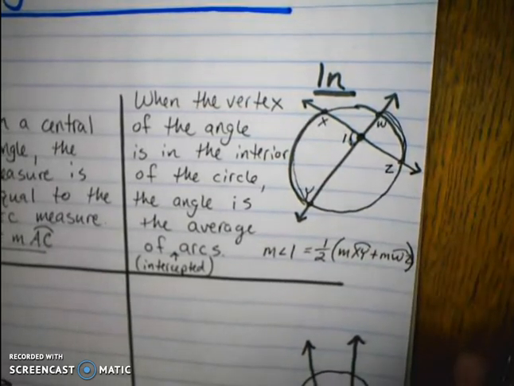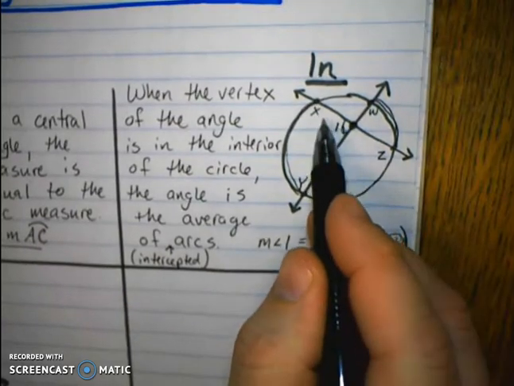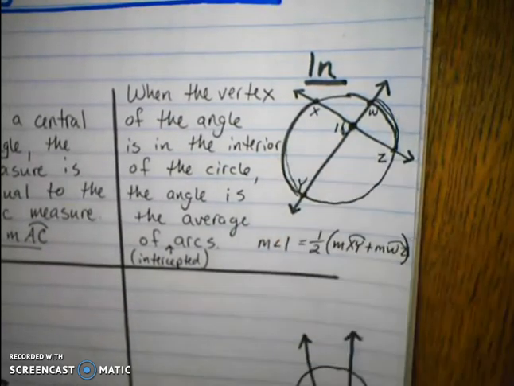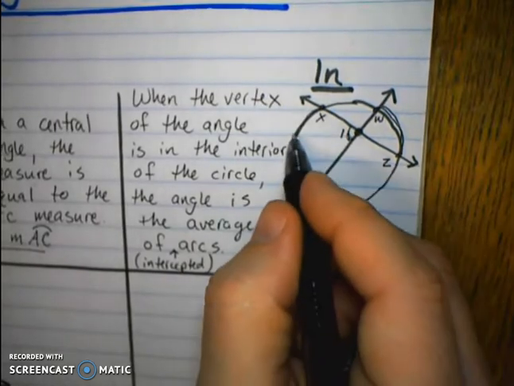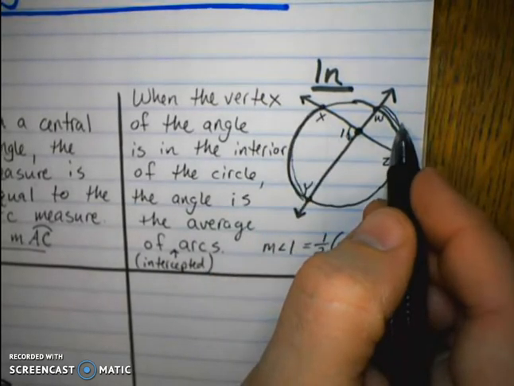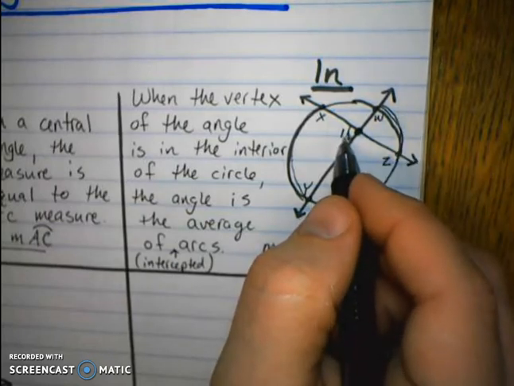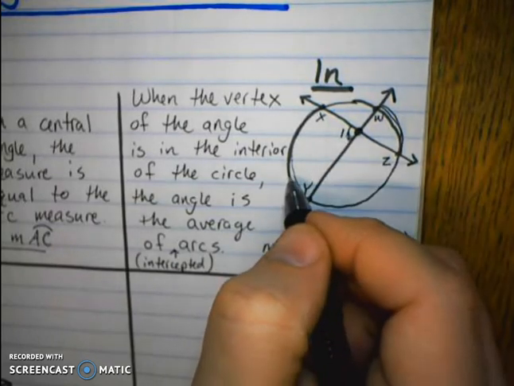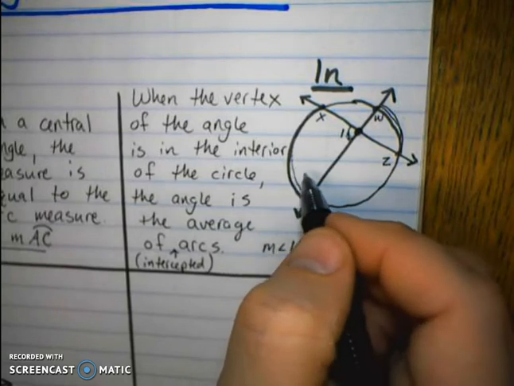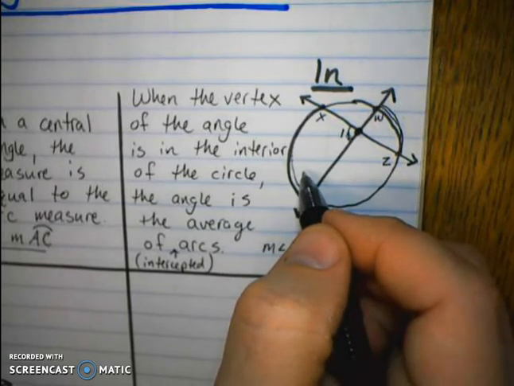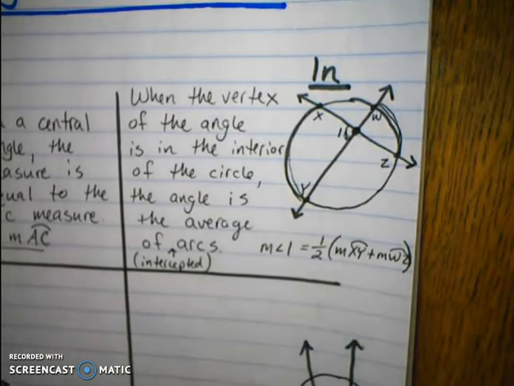I kind of ran out of room there, but you get the idea that this angle measure is half the sum of these two. Okay, so if we said this was 100 degrees and this was 72 degrees, this angle would be half of the sum of 100 plus 72. So we would do 100 plus 72 and get 172, and then we would divide that by 2 to do our half. All right?